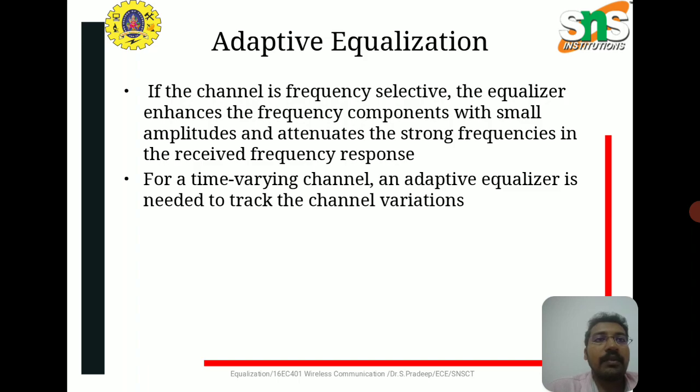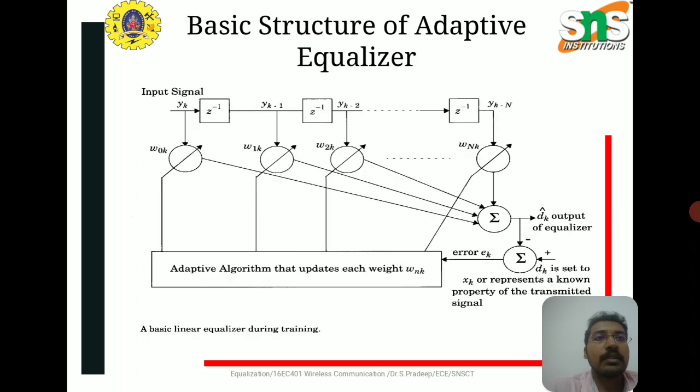If the channel is frequency selective, the equalizer enhances the frequency components with small amplitudes and attenuates the strong frequencies in the received frequency response. For a time varying channel, an adaptive equalizer is needed to track the channel variations. The basic structure of an adaptive equalizer is given in this diagram.